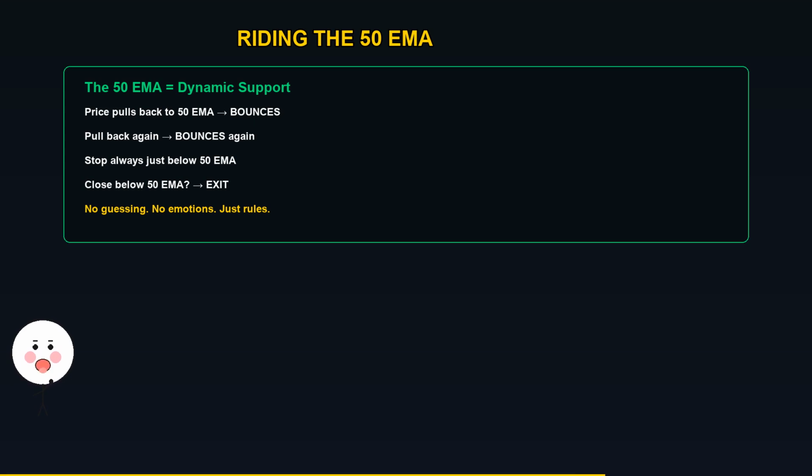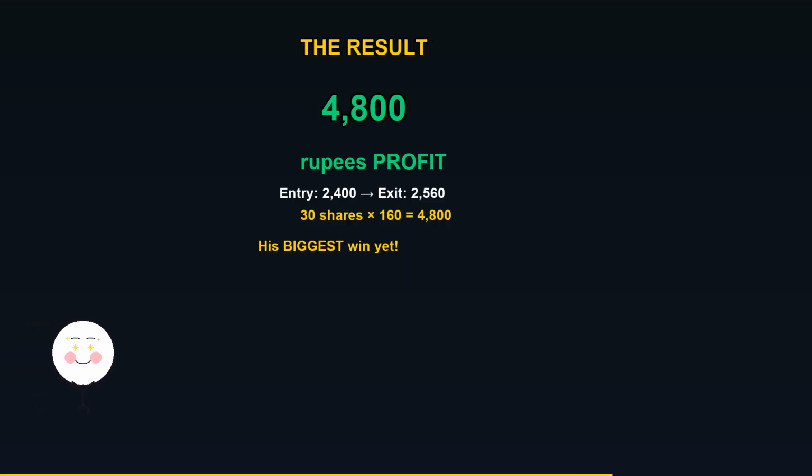Simple rules. No emotions. Four weeks later, Reliance hits 2560. Rahul sells when price closes below the 50 EMA for the first time since his entry. His profit, 160 rupees per share. On 30 shares, that is 4,800 rupees. His biggest win yet. Not because he found a magic indicator. Because he followed the trend.